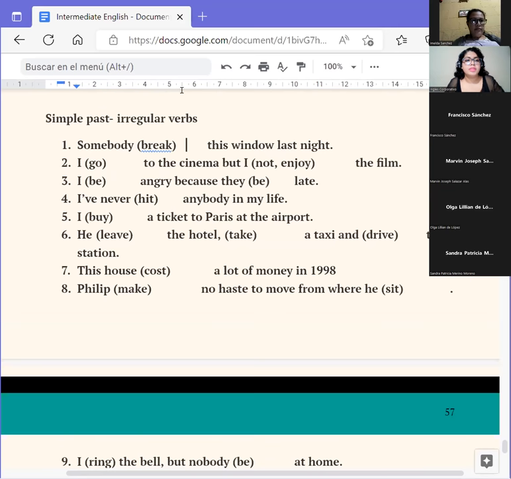So we have: somebody break this window last night. Break in past. Broke. In that case, it's broke. Good. Somebody broke this window last night.